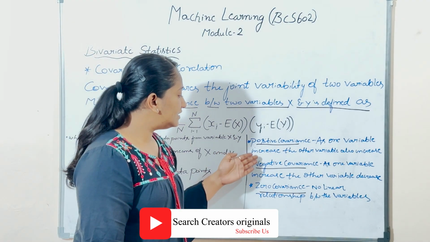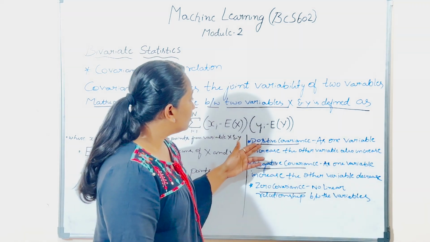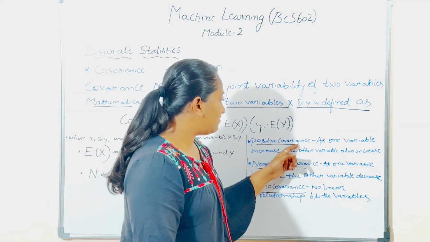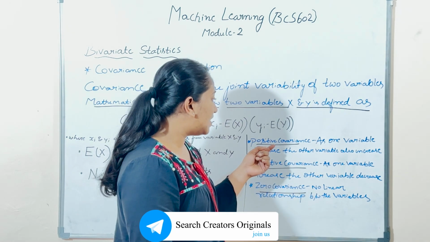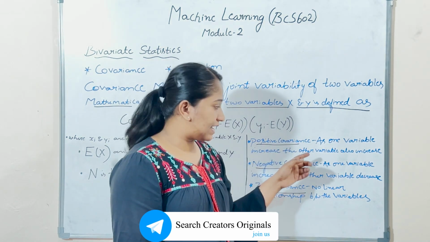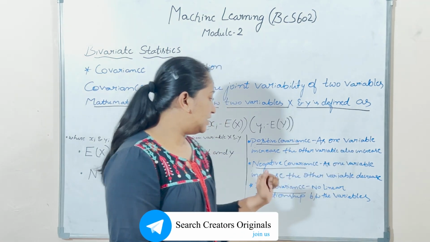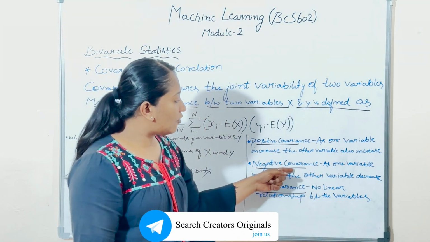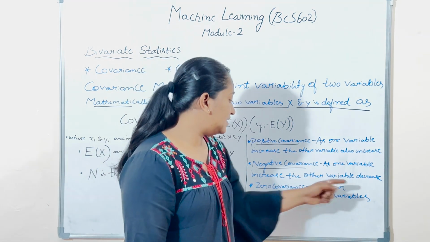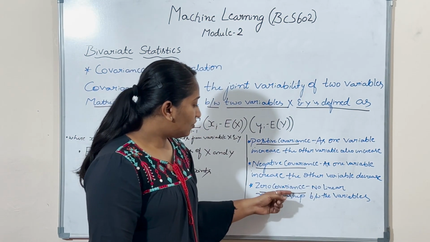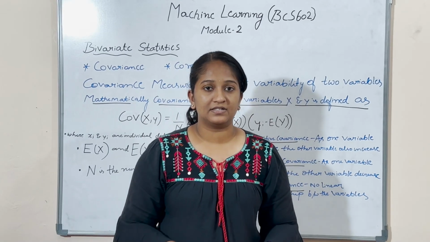These are the three main subparts of covariance, which are positive covariance, negative covariance and zero covariance. Positive covariance is described as: when one variable increases, the other variable also increases. Negative covariance is described as: when one variable increases, the other variable decreases. Whereas in zero covariance, there is no linear relationship between the variables.